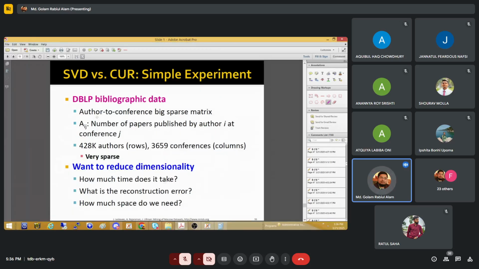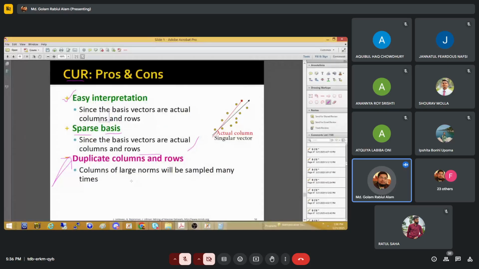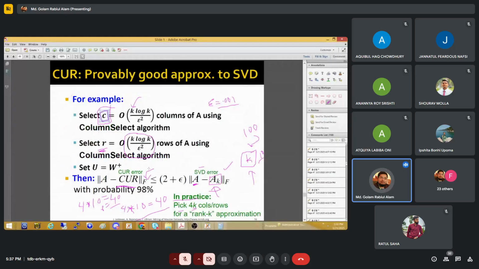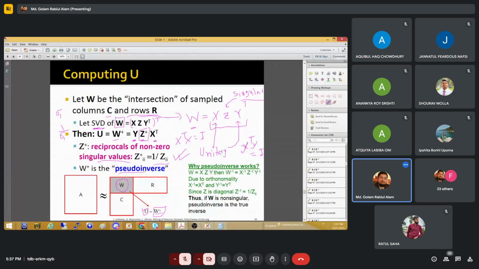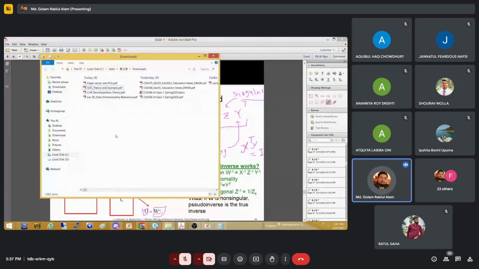I have already given one example from the DBLP bibliographic data. I think you already understand that. But the problem is, how can we compute the SVD, the singular value decomposition, because we need it. Now I think it's better if we discuss the singular value decomposition and how to get it. I think most of you have already done SVD in your math course.